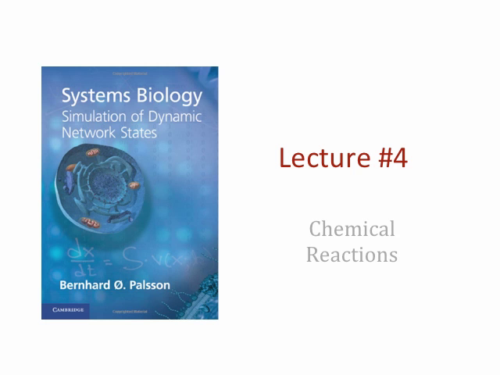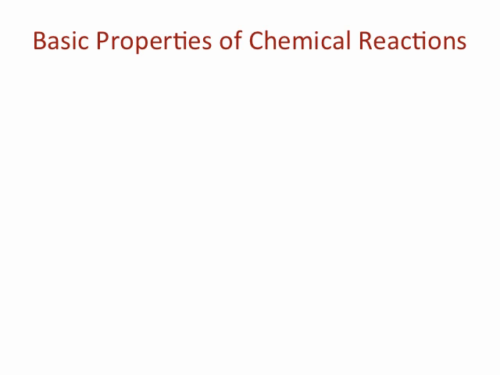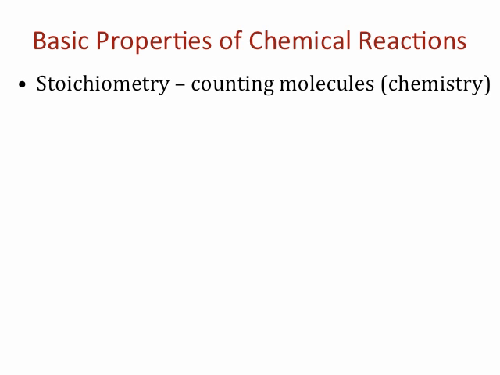We will start in this lecture by looking at very simple chemical mechanisms, set up the simulators for them, carry out the simulations, and discuss the results. First, I want to review some of the basic properties of chemical reactions that come up as you build these dynamic simulators. First is stoichiometry.